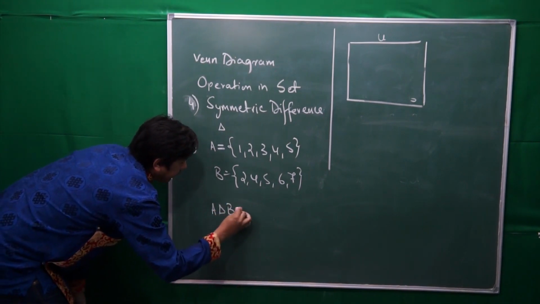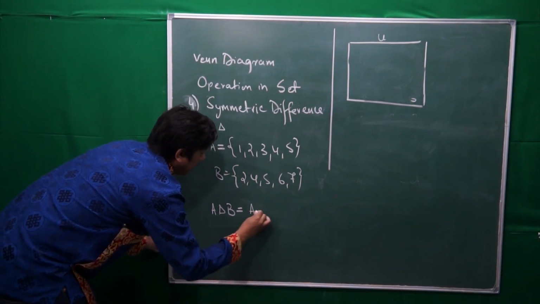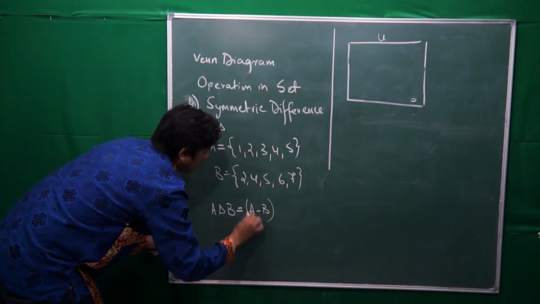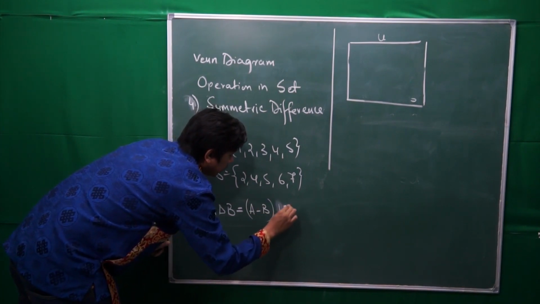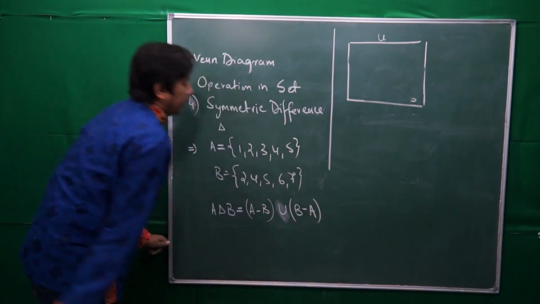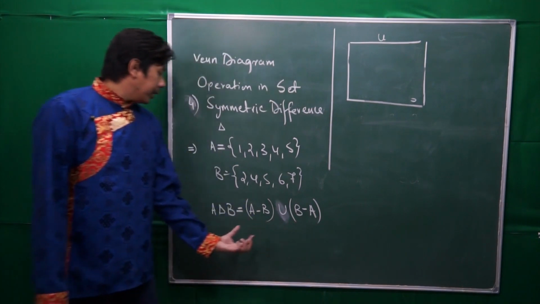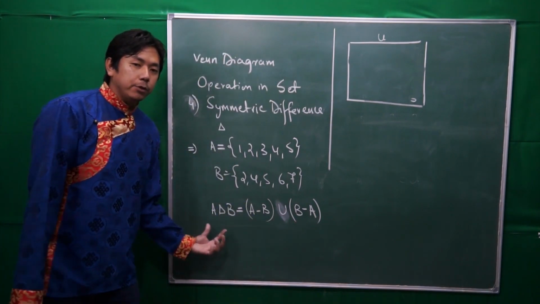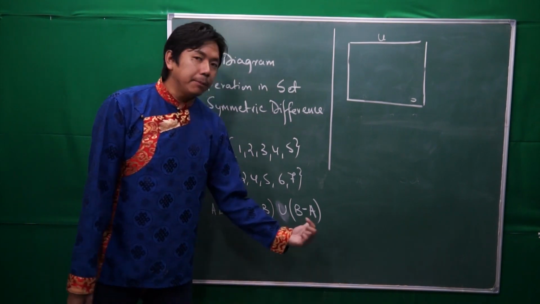delta B is equal to A minus B union B minus A. Alright, so from this equation I am telling you that the symmetric difference between two sets A and B is equal to A minus B union B minus A.